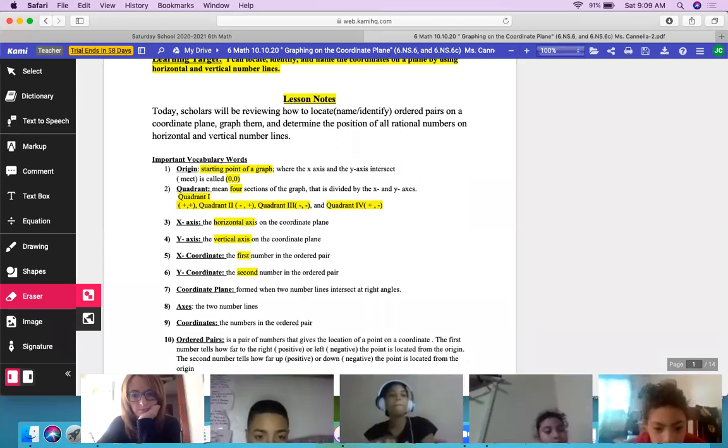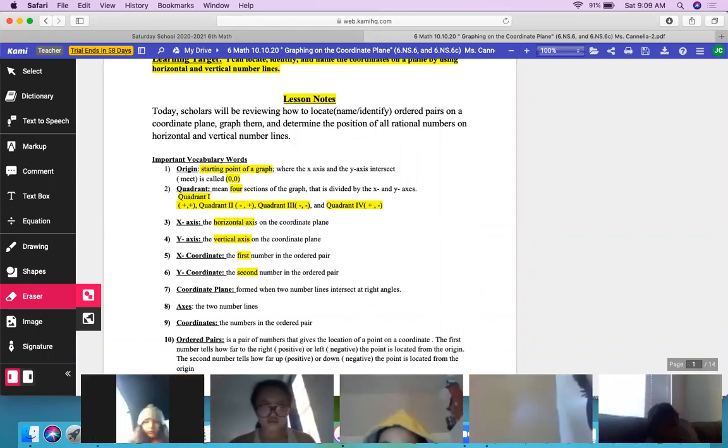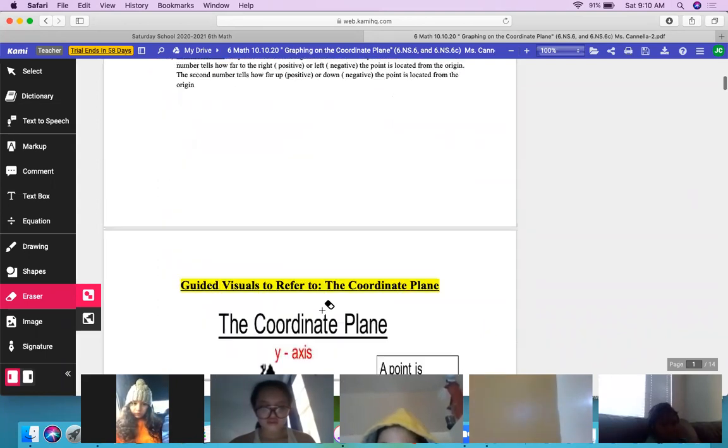Ordered pair is a pair of numbers that gives the location of a point on a coordinate plane. The first number tells how far to the right, positive, or left, negative, the point is located from the origin. The second number tells how far up, positive, or down, negative, the point is located from the origin. Excellent. All right. We're going to move on now to the work.